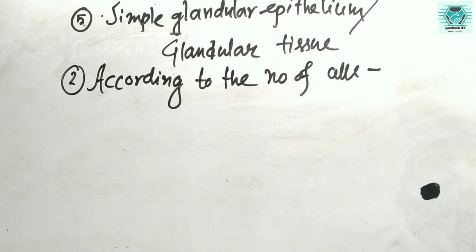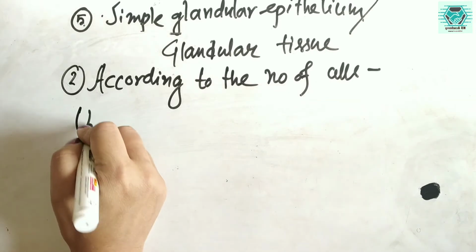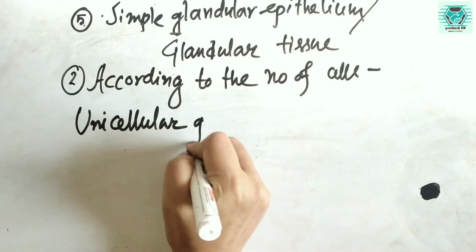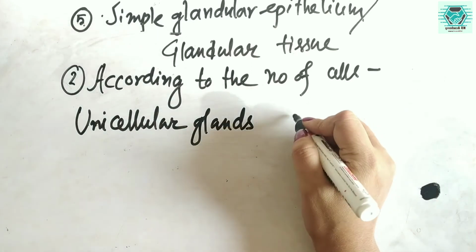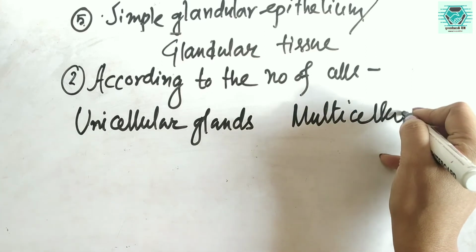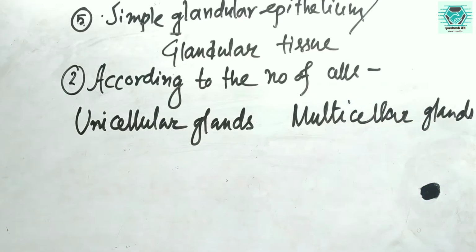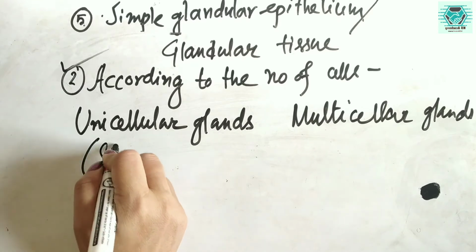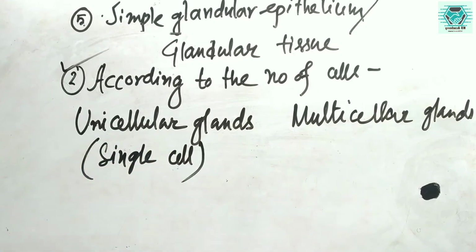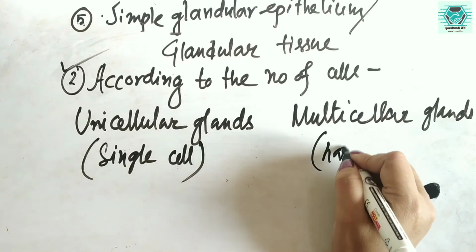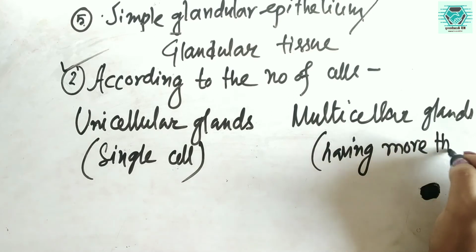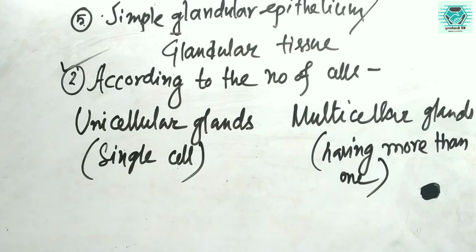According to the number of cells, there is another classification, unicellular glands and multicellular glands. The example of unicellular glands is like goblet cells, having a single cell, and multicellular glands have more than one cell. So this is another classification according to the number of cells present.